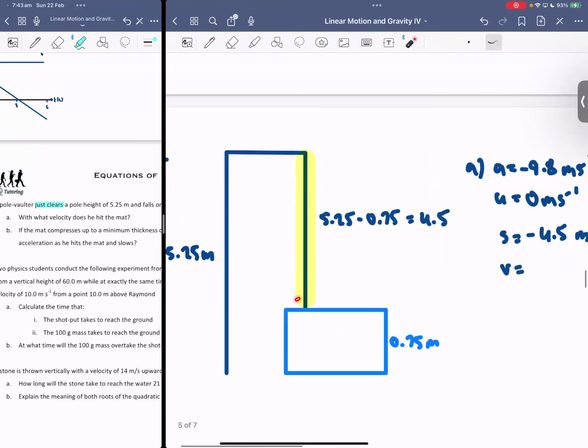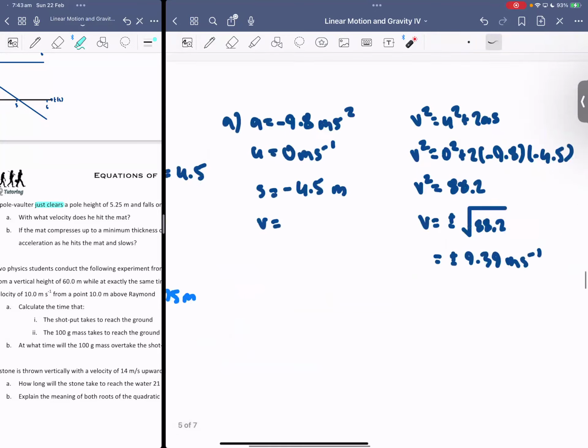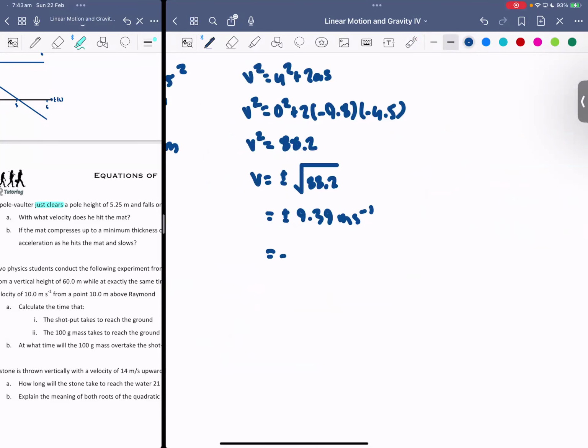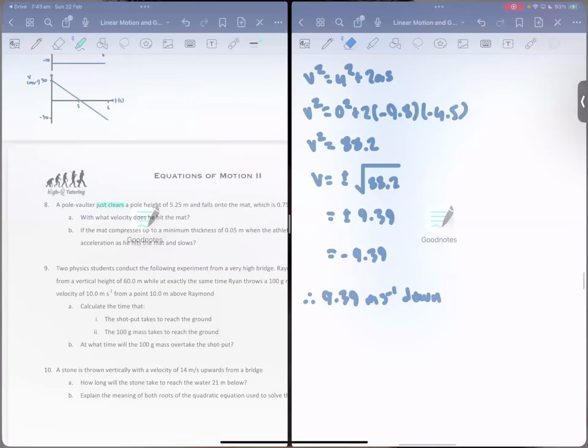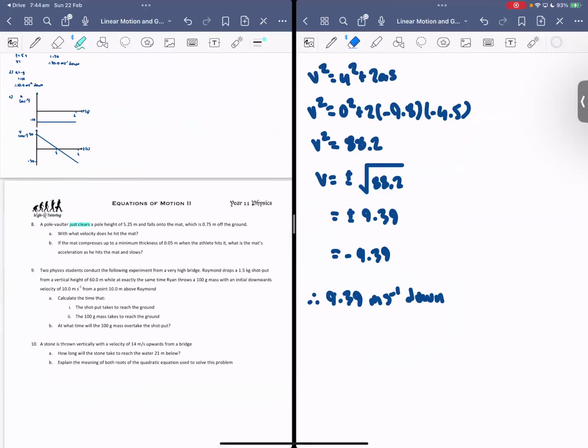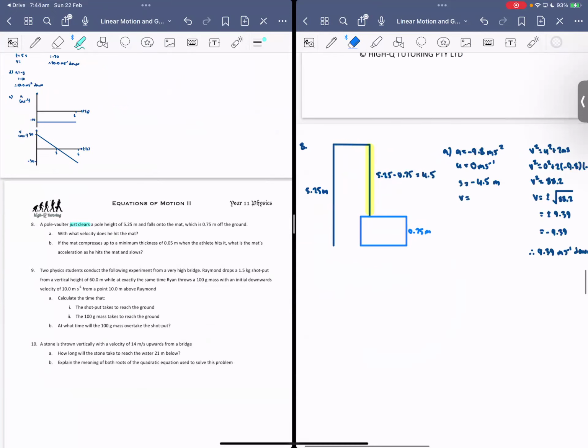When he hits the mat, is he going up or is he going down? Going down. So we actually pick the negative root. The answer is therefore 9.39 meters per second downwards. It is very important that when you square root, you do plus or minus. In this case, we use the negative one because it was on the way down. That is his velocity. So you had to realize we're using this part of the journey.